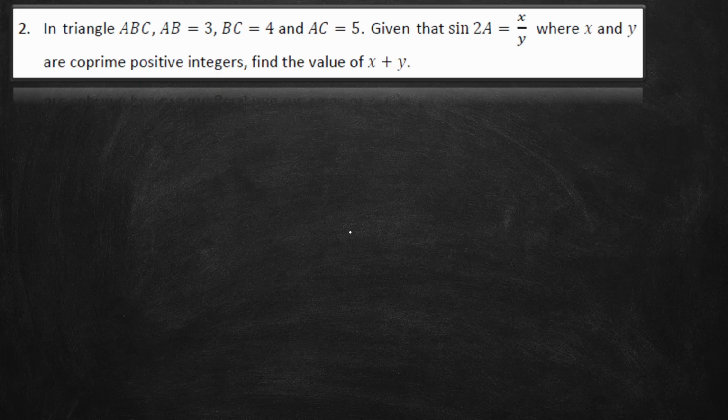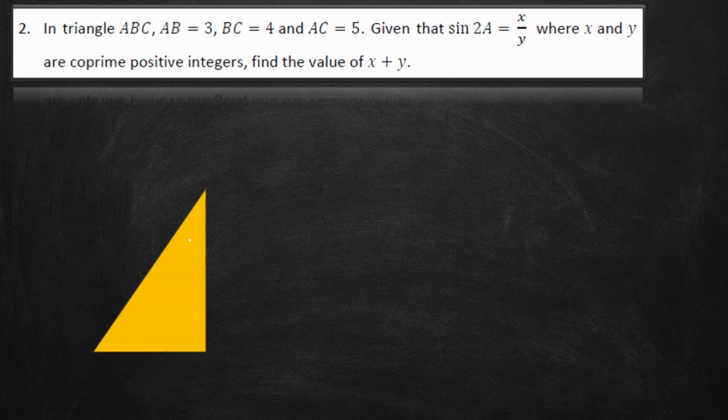Next one is for number 2. Okay, so I have this triangle here. So we have the triangle ABC where AB is 3. So this one is 3. And then the BC is 4. And then the AC is 5. So this must be A, this one is C, and then this one is B. So this is the angle A.